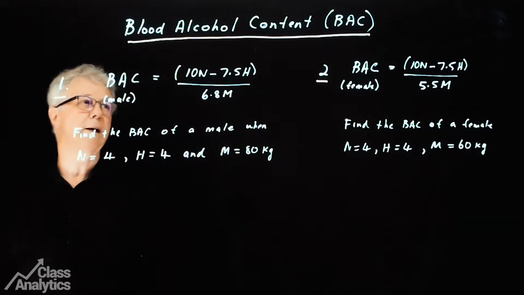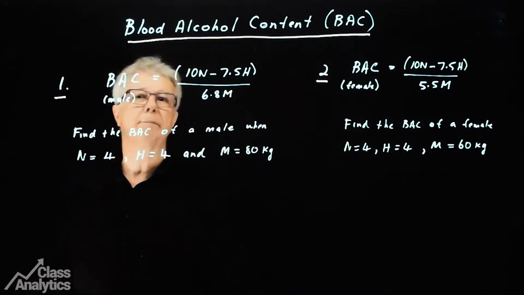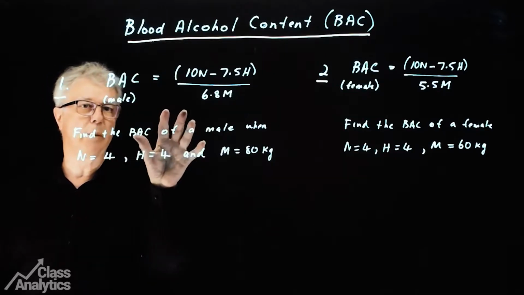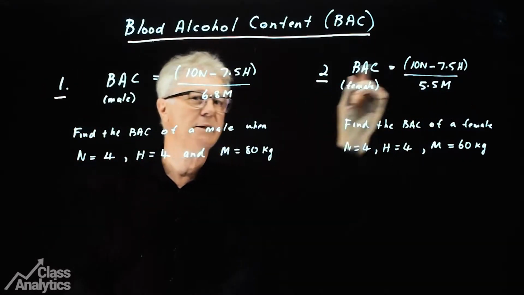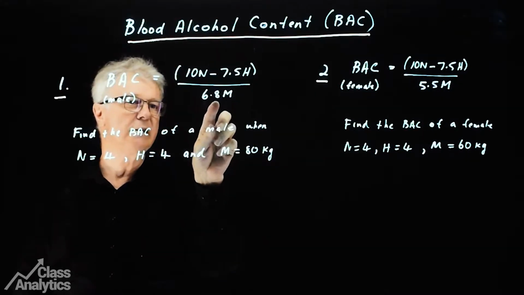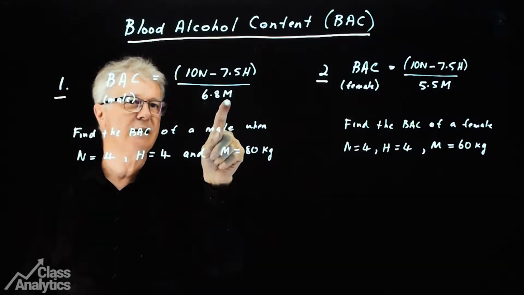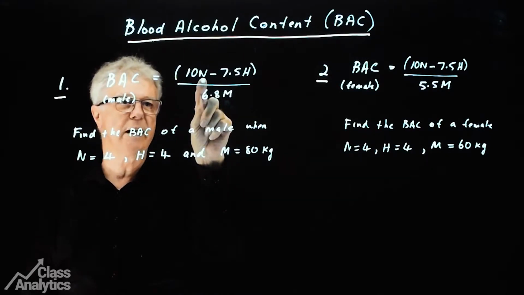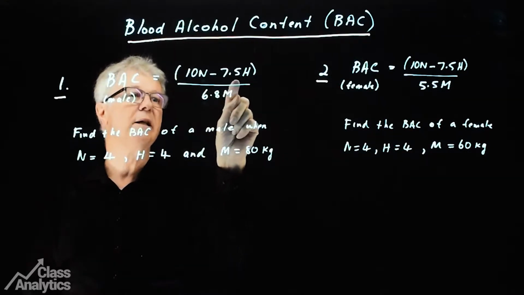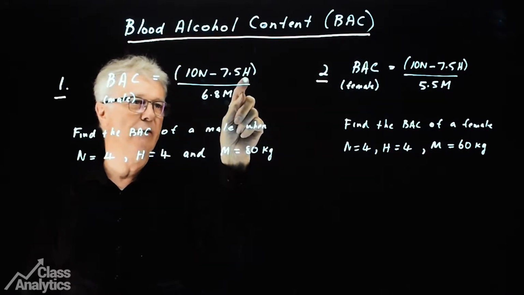Blood alcohol content, or BAC. Now there's two formulas. We've got the one for the male, which has the same numerator in both cases, but this time the denominator changes: 6.8 times M, where M is the mass. By the way, N is the number of standard drinks the person's been having, and H is the hours they've been drinking for.